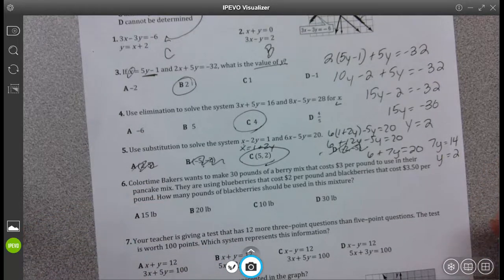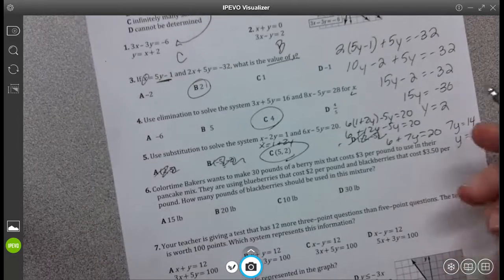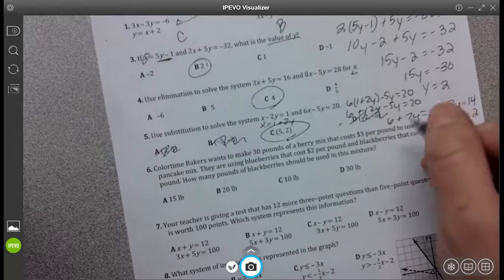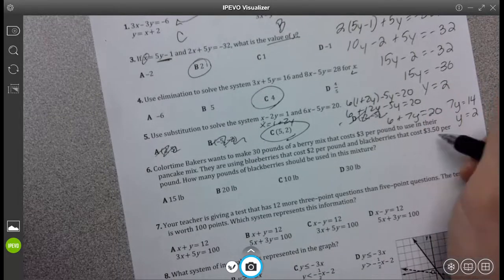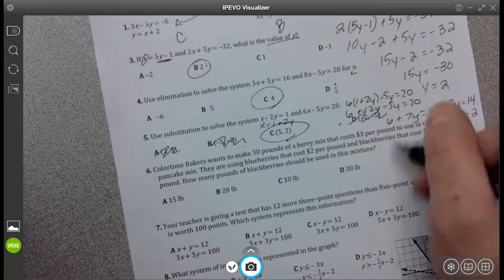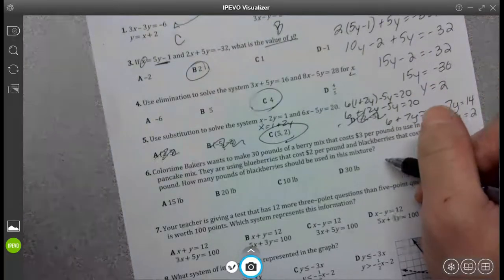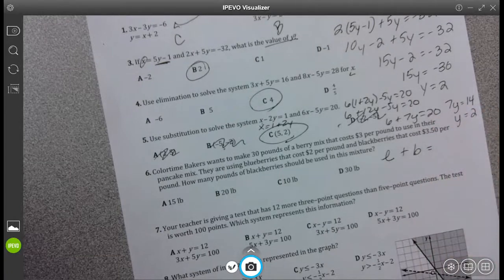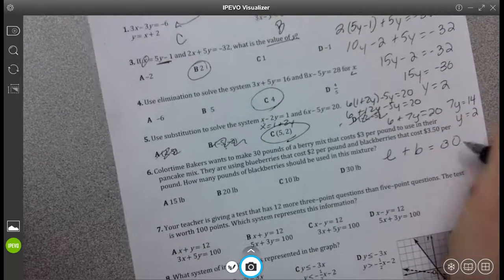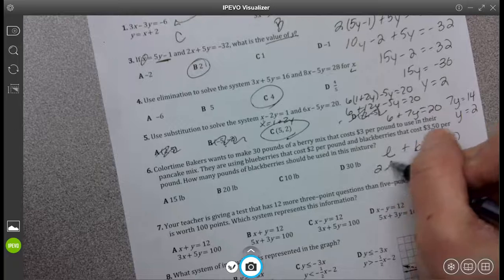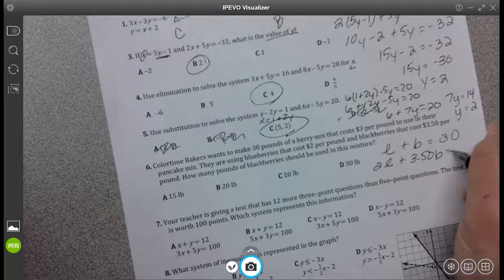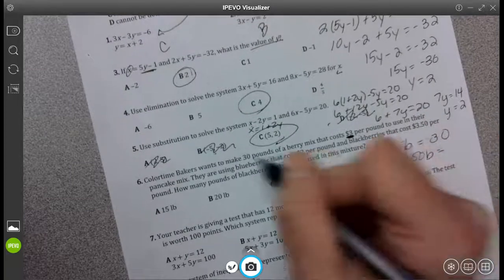Baker wants to make 30 pounds of berry mix that costs $3 per pound to use in their pancake mix. Okay, they're using blueberries that cost $2 per pound and blackberries that cost $3.50 per pound. So I'm going to use L for blueberries, and they have blackberries. To be 30 pounds. So pounds plus pounds equals pounds. Then it's $2 per blueberry, and then $3.50 for blackberry to be $3 per 30 pounds.